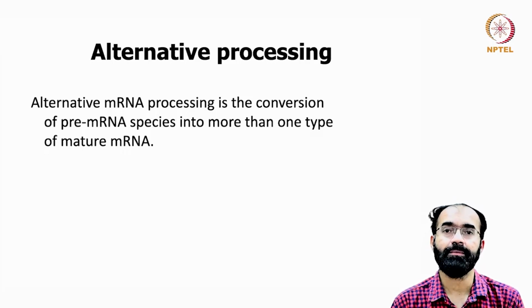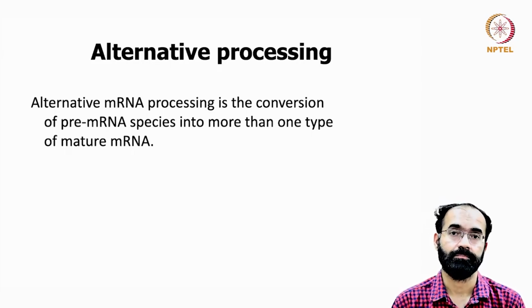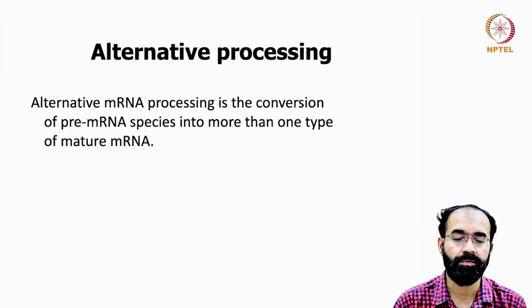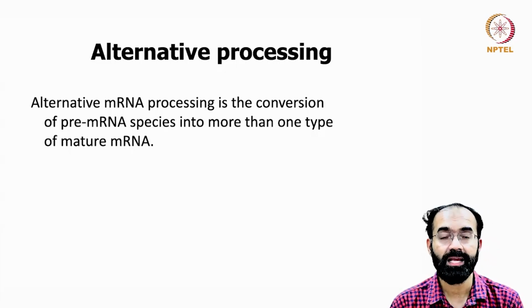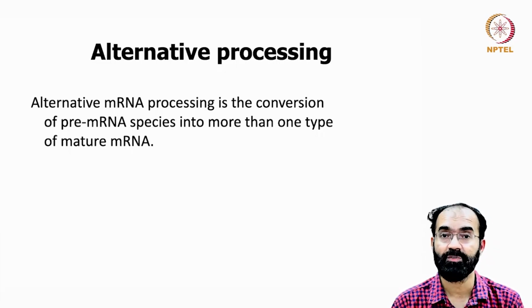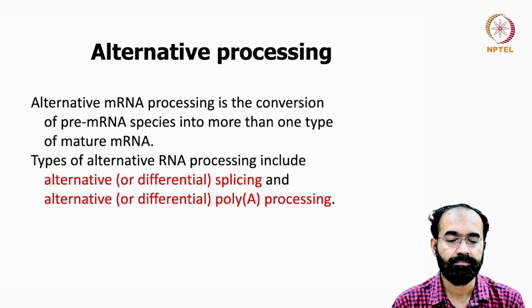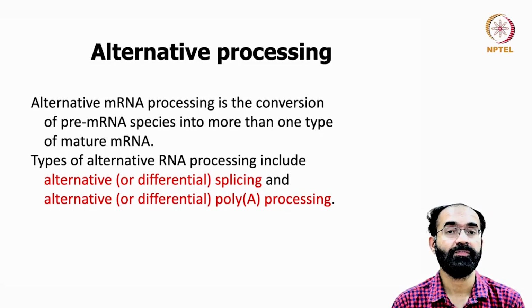So alternative processing means it can cause change in the amino acid sequence, when the organism is doing the protein translation. Okay, so alternative mRNA processing is the conversion of pre-mRNA species into more than one type of mature RNA. The purpose is quite clear. You should be able to produce diverse proteins. And types of alternative RNA processing include alternative or differential splicing and alternative or differential poly A processing. Both can give rise to differential outcome.